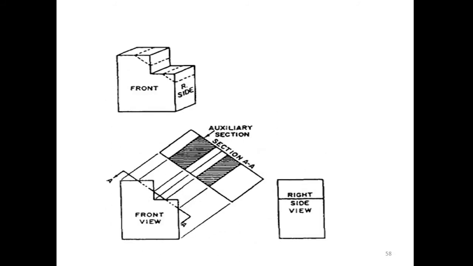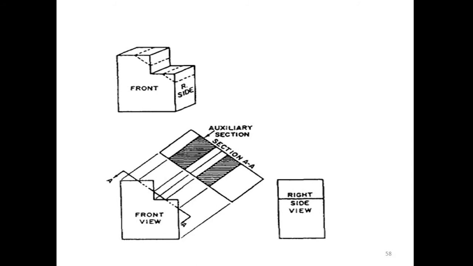Then we will consider one example. Again one part is there and its auxiliary view is drawn. Its isometric view is shown in the figure. The front view and right side view of this component, that is the orthographic projection, are shown. Here the front view is there and the right hand side view is there. Again it is drawn by the third angle projection method.